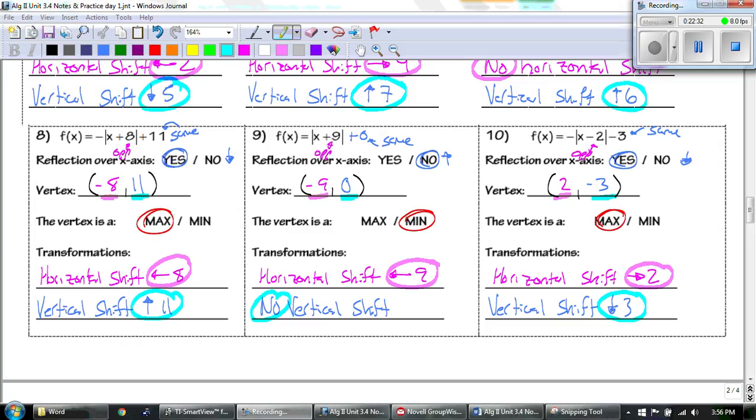Okay, and there you go. So for 8, there's a reflection, which means it's going down. If it's going down, I can see the vertex is the max. It's the highest point. Our vertex is negative 8, 11. And that means negative 8 means a horizontal shift of 8 to the left and a vertical shift of positive 11 going up. All right, number 9, there's no reflection, so it's a min. The vertex is negative 9, 0. Negative 9 means horizontal shift left 9, and the 0 means no vertical shift. And then number 10, you can see all my work.